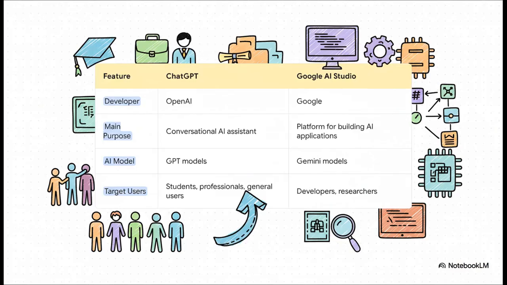And wow, this table just lays it all out, doesn't it? I mean, just look at the target users. ChatGPT is for pretty much everyone. Students, professionals, general users, you name it. But Google AI Studio? That's aimed squarely at developers and researchers. It's a true development environment, not just a friendly chat box.